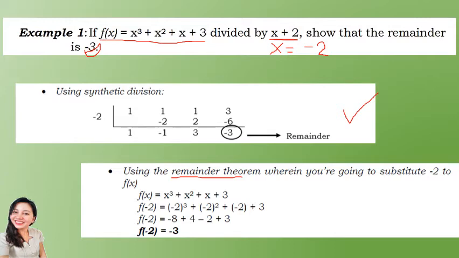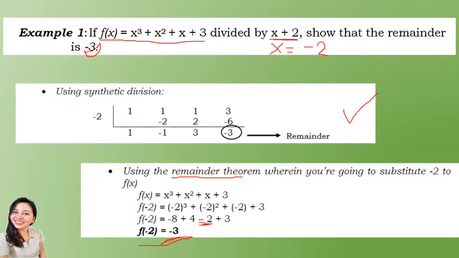So, negative 2 cubed plus negative 2 squared plus negative 2 plus 3. Negative 2 times negative 2 times negative 2 is negative 8. Negative 2 squared is positive 4. Positive times negative, negative 2. Plus 3. Perform the operation. Negative 8 plus 4, negative 4. Minus 2, negative 6. Plus 3, negative 3.